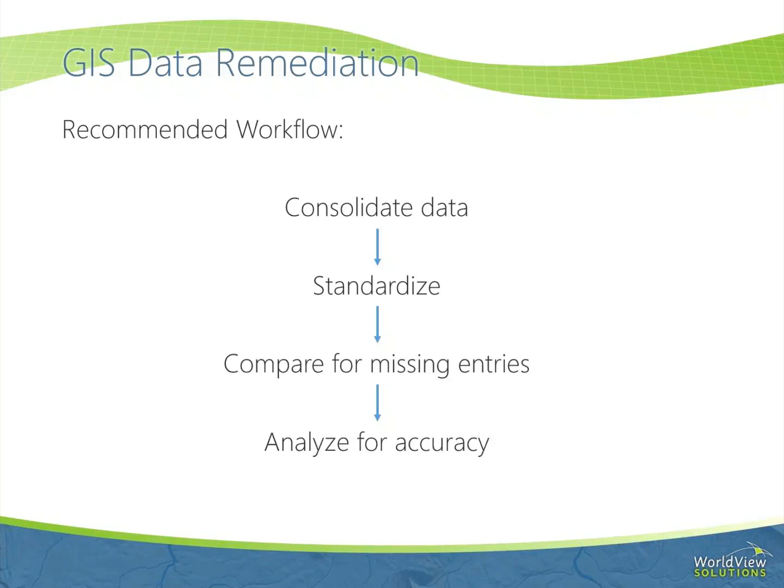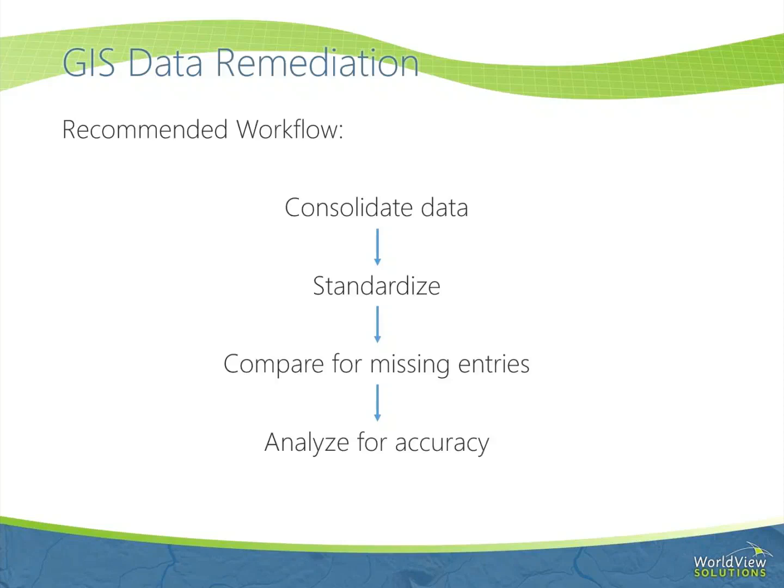When you're comparing for missing entries, it's imperative that you check your GIS remediation efforts when you get to a stopping point by comparing these data sets with your ALI, your ANI data, and your MSAG data to find where the discrepancies exist. And then when you're analyzing for accuracy, a more thorough analysis and coordination with additional addressing authorities can help with remaining issues. An additional field verification could be warranted at this stage to ensure you get the highest possible accuracy for your data set.